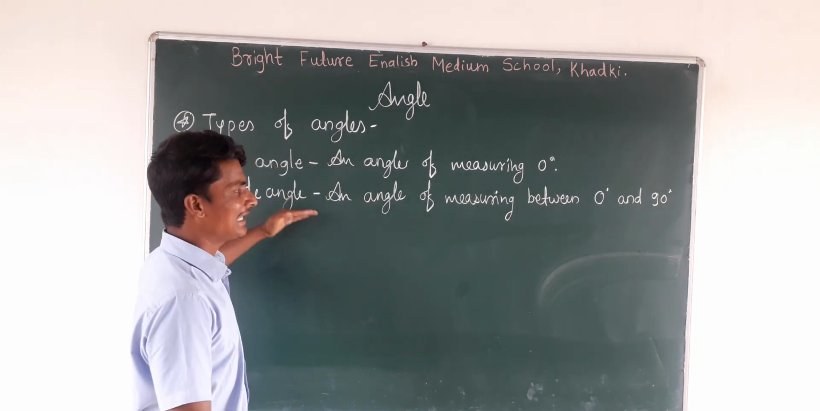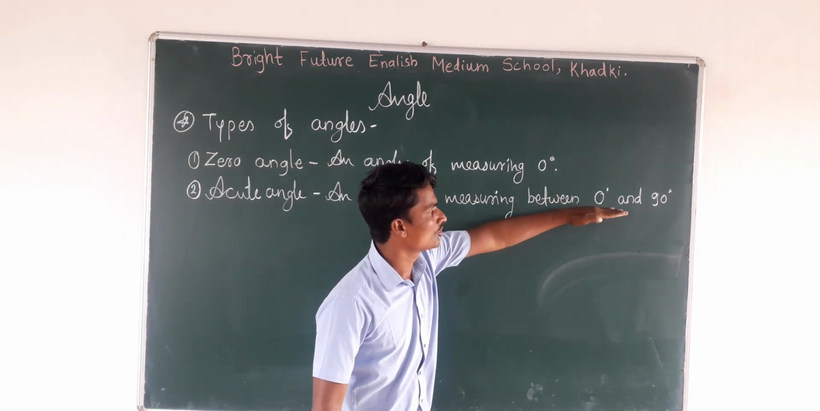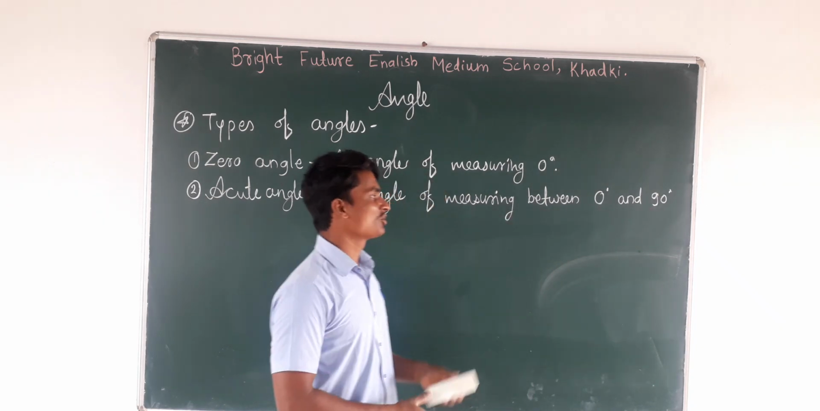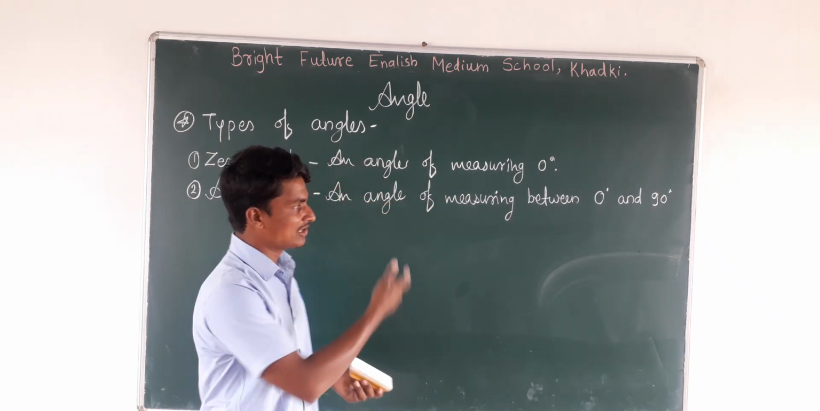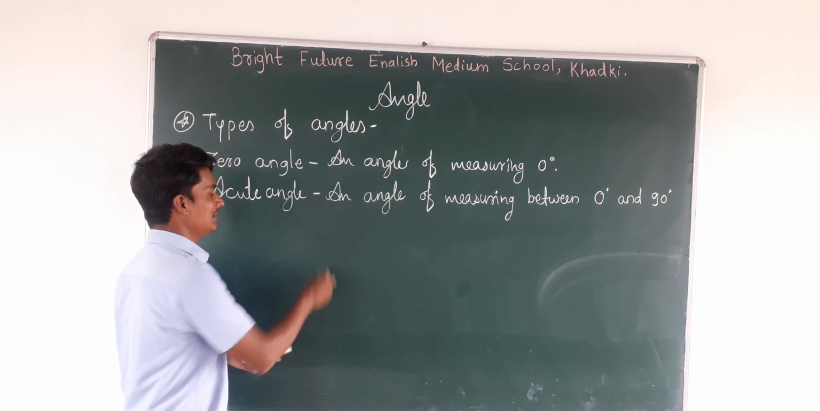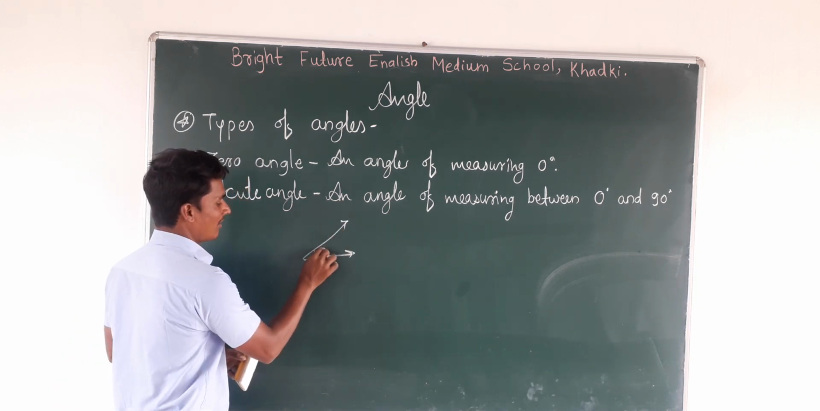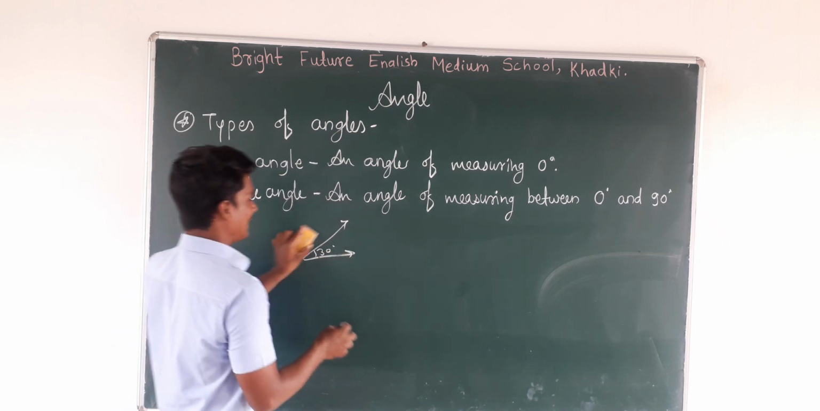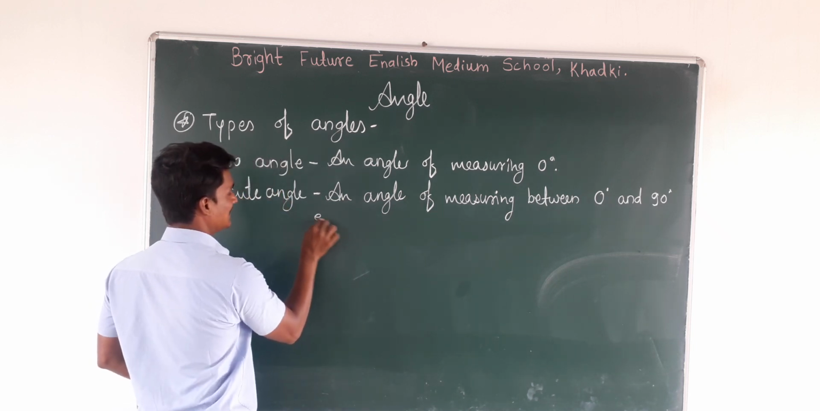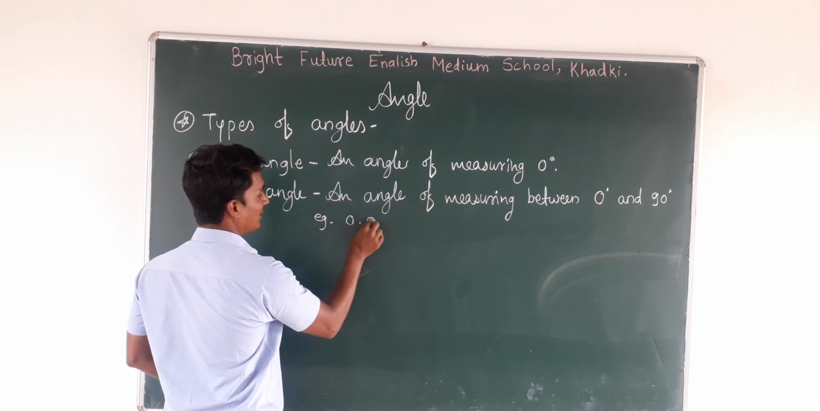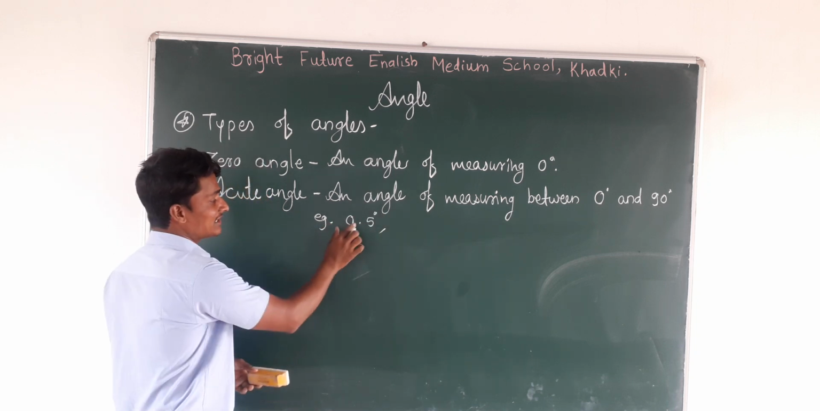मतलब acute angle ऐसे angles होते हैं जिसका measurement 0 और 90 के बीच में आता है. That means the measurement of the angle is 10 degree, 5 degree. Suppose the angle is 30 degree. So 30 degree is an example of an acute angle. For example, 0.5 degree is an example of an acute angle because it is greater than 0.